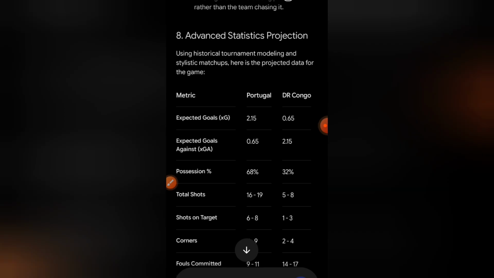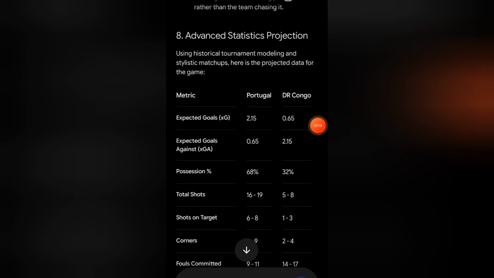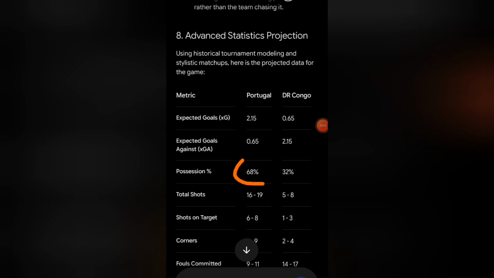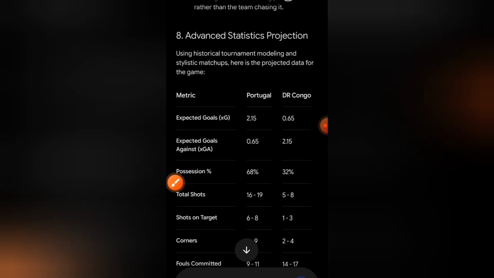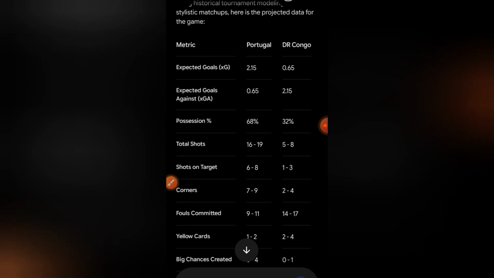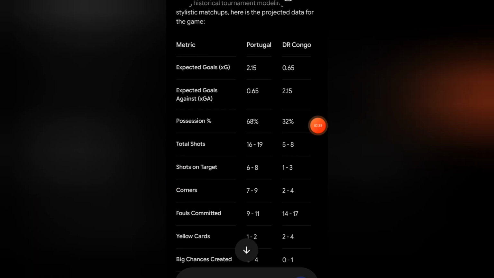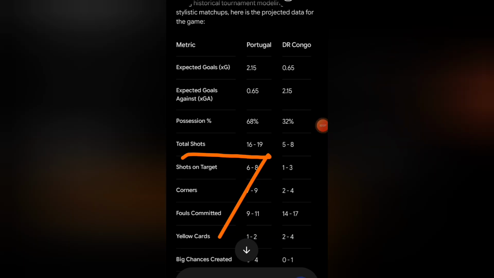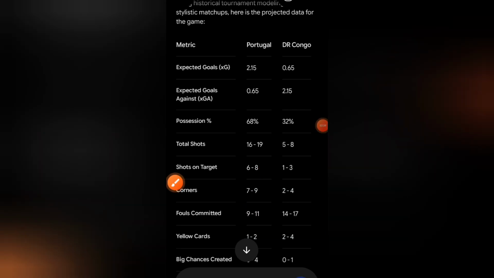Now, moving on to the section of advanced statistics projection. If you look at this, we have the possession as 68 for Portugal, and it is obvious that we are actually expecting Portugal to dominate in this particular match. Now, looking into the total shots, actually, I will not project for you guys to go for under total shots in this particular game. We can actually expect more than 20 total shots in this game, but it is not what I will advise you guys to go for this time around.